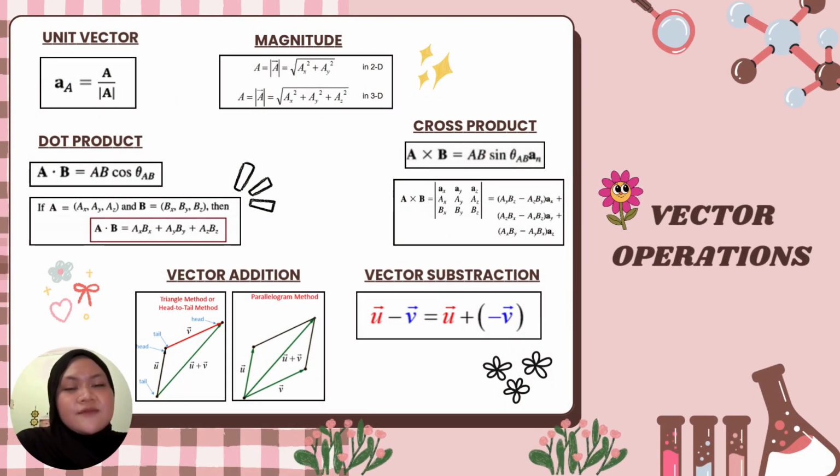There are three basic vector operations. The first one is magnitude. Magnitude tells us the length of the vector. And then the dot product tells us the scalar value and is used to find the projection of one vector onto another. While the cross product gives us the vector that is perpendicular to the original two vectors.